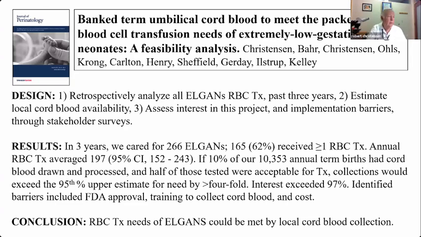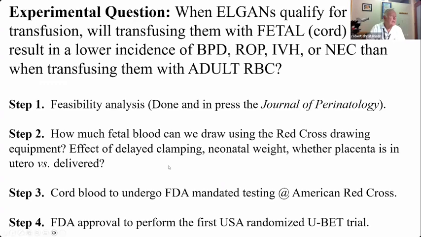And we assessed implementation barriers through stakeholder surveys, and found that basically the bottom line is that if we could successfully draw blood, even 50 milliliters as a minimum, of otherwise discarded blood from only 10% of our term healthy deliveries, we would have 4 times more blood than we need to supply the transfusion needs of all of our ELGANs in all of our Intermountain Healthcare hospitals. So that study is done and it's out in the Journal of Perinatology.